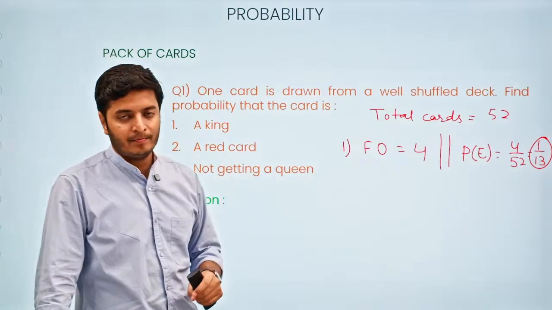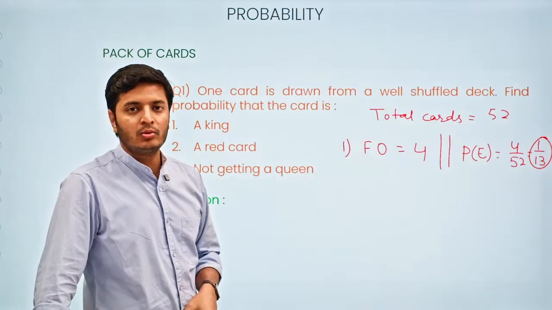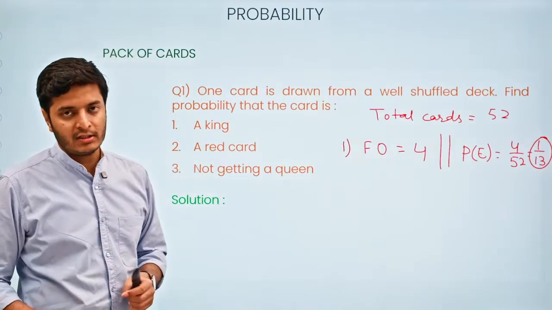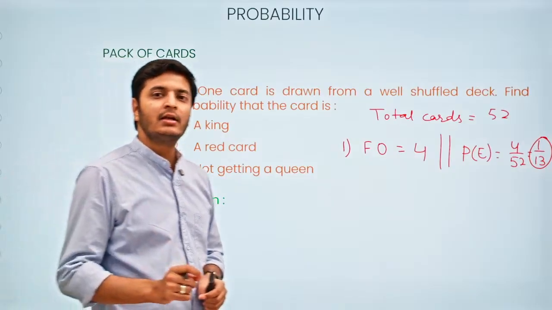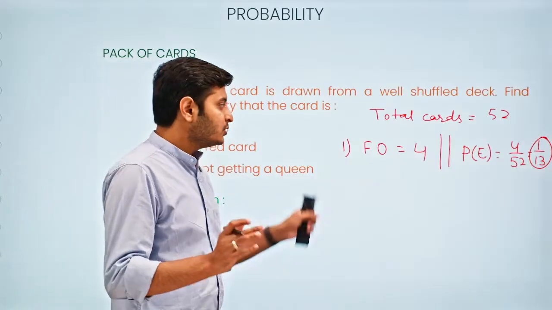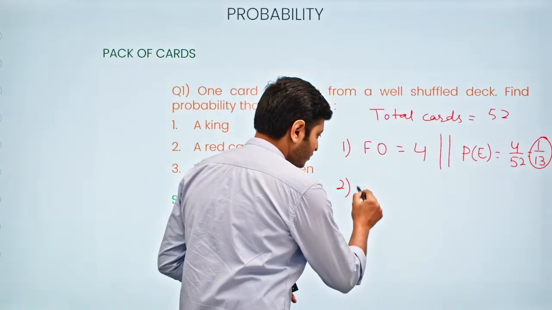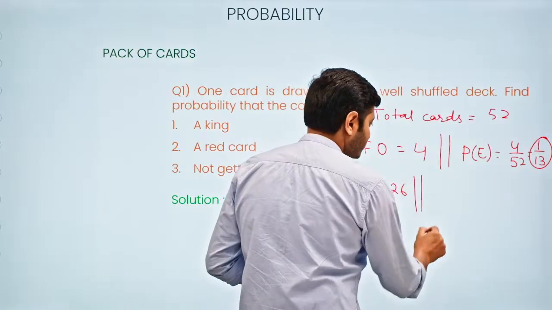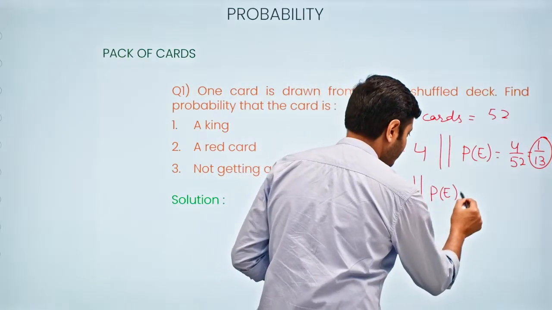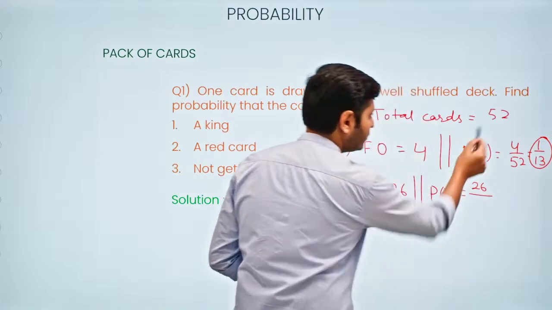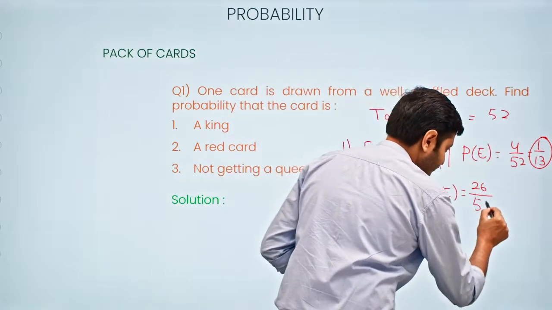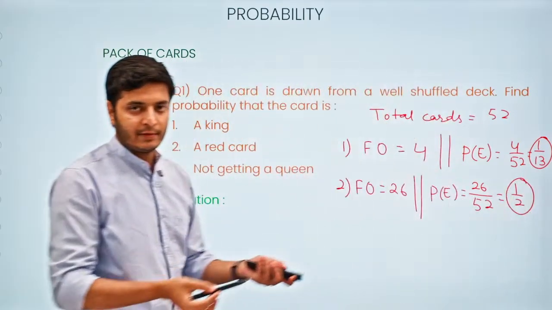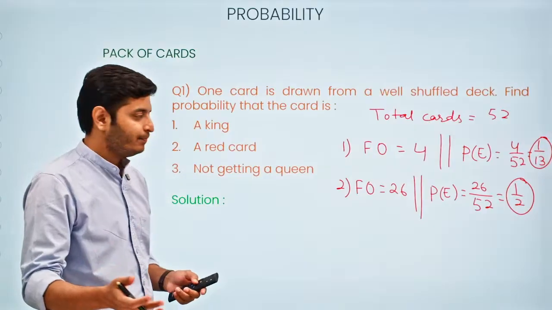A red card. There are 2 types of cards which are red in color, diamonds and hearts, with 13 cards of each type. So the total number of red cards is 26, 13 plus 13. So the favorable outcomes in the second part are 26. The probability of this event to happen is 26 by the total number of outcomes, 52. So that is 1 by 2 after simplification. So the probability is 1 by 2.